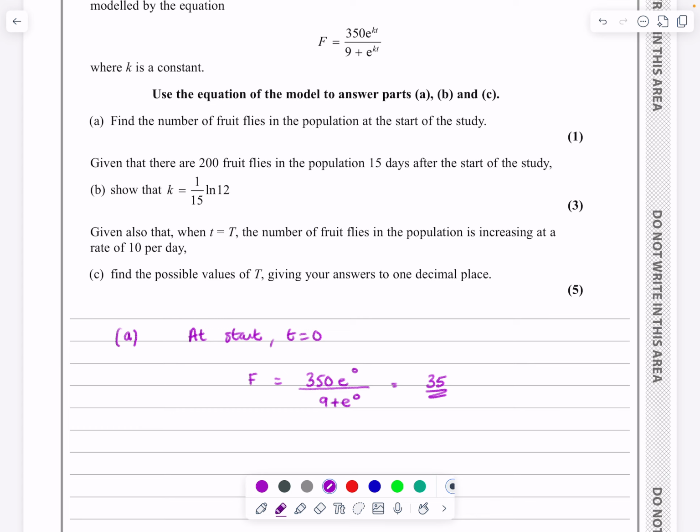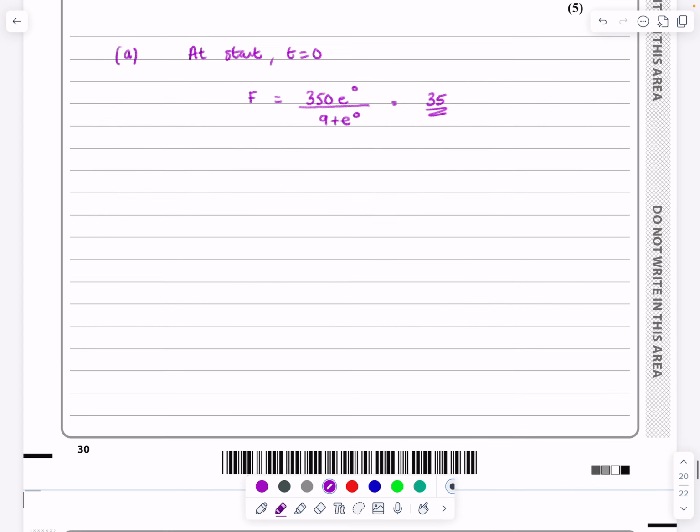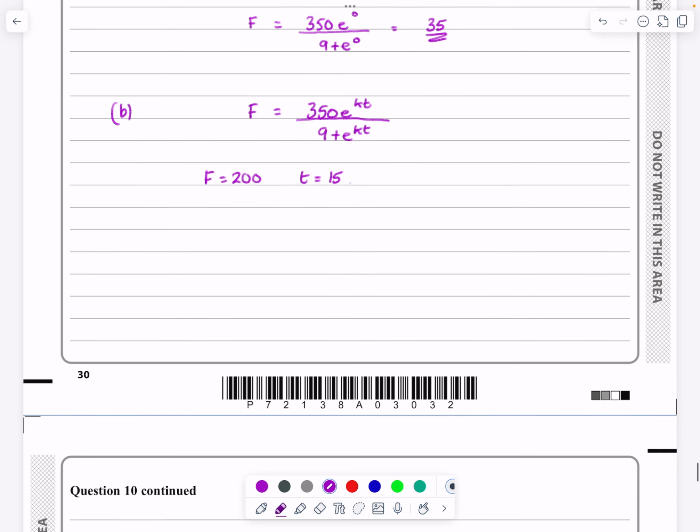Let's have a look at part B. Part B says, given that there are 200 fruit flies in the population 15 days after the start of the study, well, that's going to give me F and t. And if it gives me those two things, the only thing I won't have is k, so I should be able to work out what that is. So again, relatively straightforward. We've got that F was equal to 350 e to the kt, all divided by 9 plus e to the kt. Let's tell the examiner what we're doing. So when F is equal to 200, we know that t is equal to 15. So let's sub everything in.